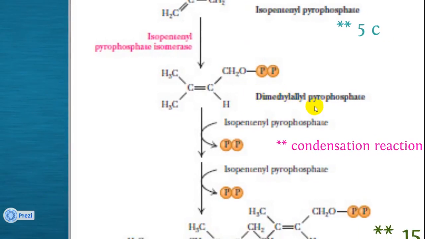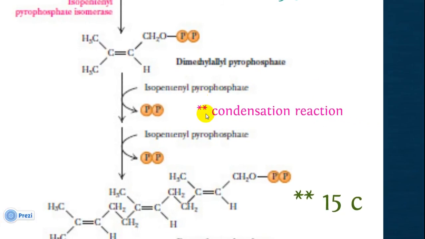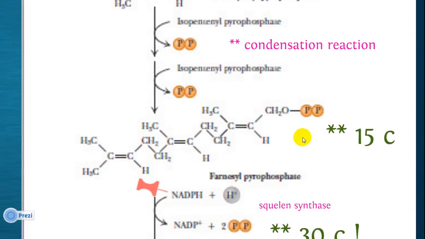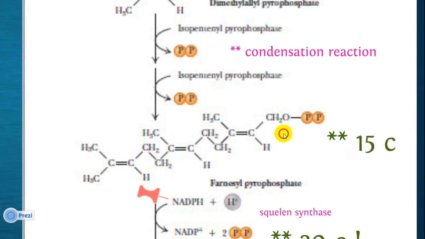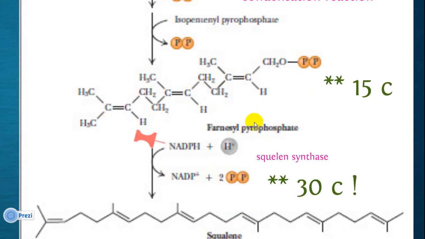Now the dimethylallyl pyrophosphate will react with another 2 isopentenyl molecules. So here we have a condensation reaction. This condensation reaction is between 3 compounds. The first one is dimethylallyl. The second one and the third one are isopentenyl pyrophosphate. So we will have a compound with 15 carbon atoms. Why? Because each one of those 3 compounds is 5 carbon atoms. So now we have a 15 carbon compound. We call it farnesyl pyrophosphate.